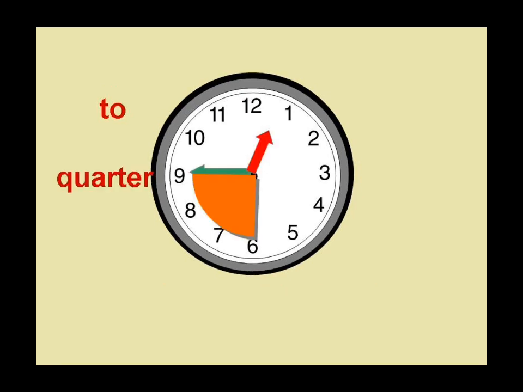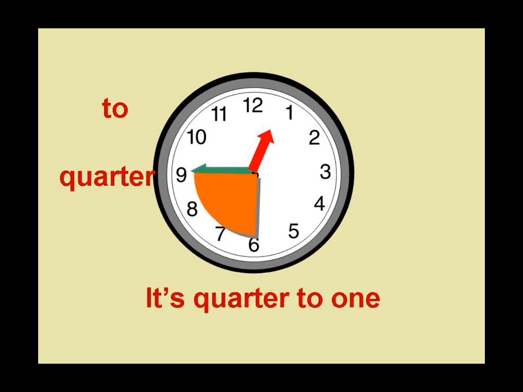We can also use quarters for the to. Right now, we've gone 3/4 of the way around and we have 1/4 left. So, it's a quarter to 1. It is 12:45. Again, 12:45 is 15 minutes until 1, so we could say a quarter to 1.